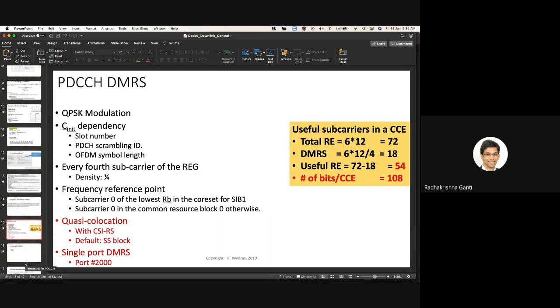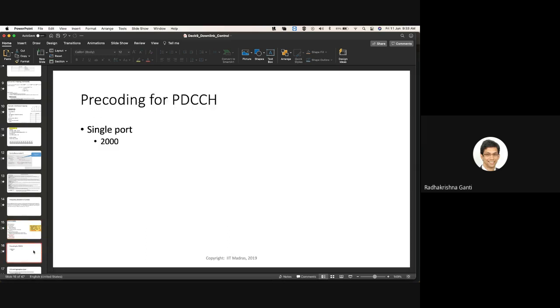So we have already seen the DMRS for PDCCH for the CORESET. We have seen that the useful number of bits per CCE is 108. Every control channel element has 108 bits you can use. This is also something I told you earlier: PDCCH is a single-port channel, port 2000.